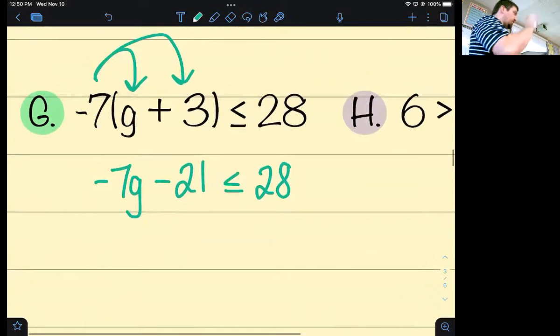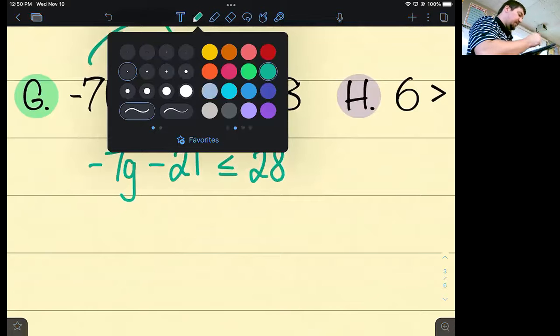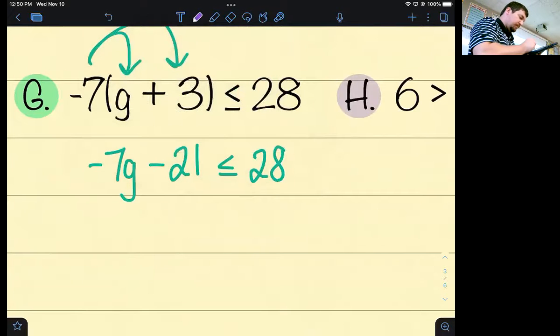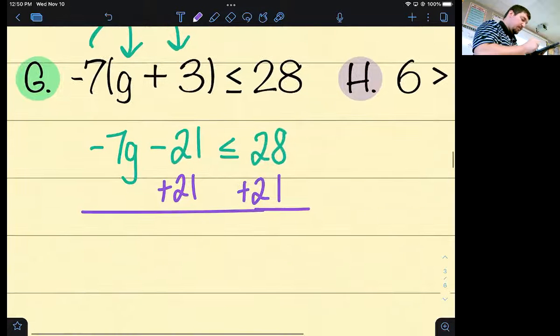Alexis, what's the cousin Eddie term? And what I should do what to both sides? Perfect. Can you tell me what 28 plus 21 is? 49. Good job.